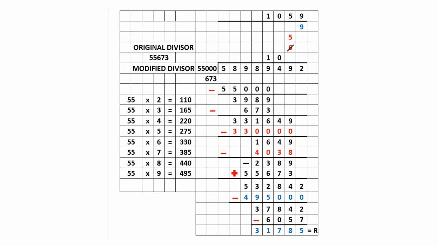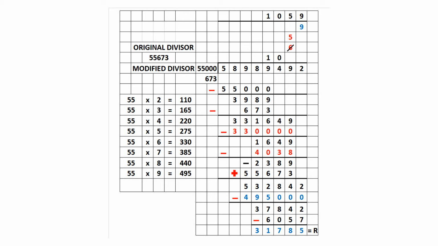6. 6 times 55,000 is 330,000. We perform our subtraction, we get 1,649. But now we've got to take care of the 6 times the 673. That's 4,038, and you subtract, you get a negative remainder, 2,389. You can't get negative remainders and keep going. We go up to the 6, cross through it, and reduce it by 1, and that's a 5, seen at the top of the quotient digits.